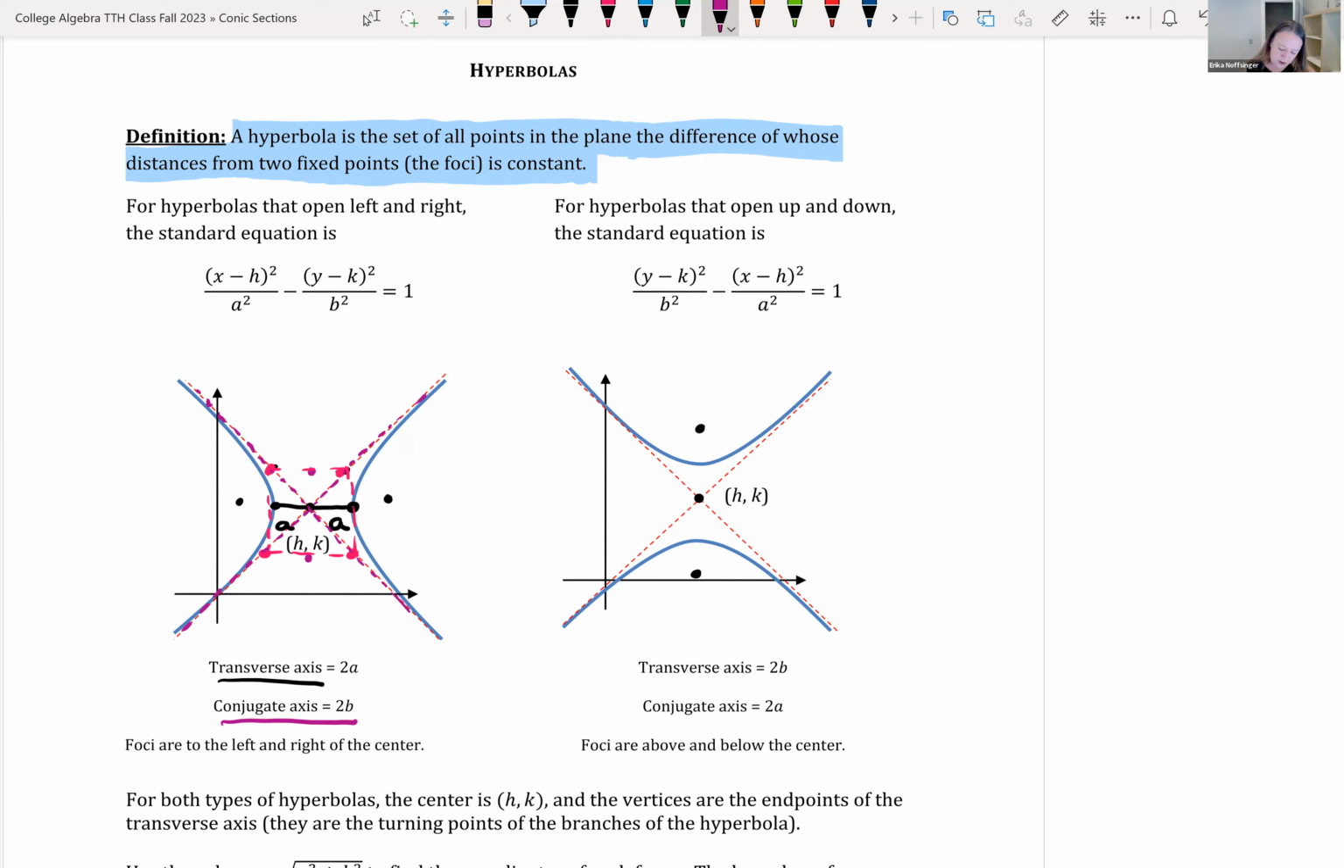So here we would go up a units, down a units, to the left b units, and to the right b units. We would form this box. And we can get these asymptotes.